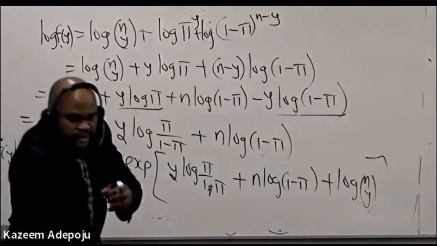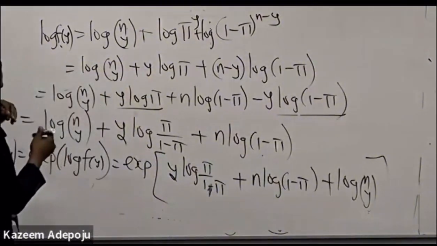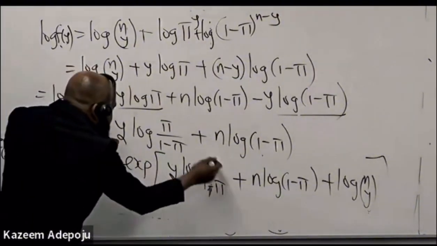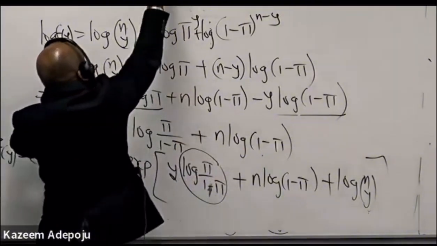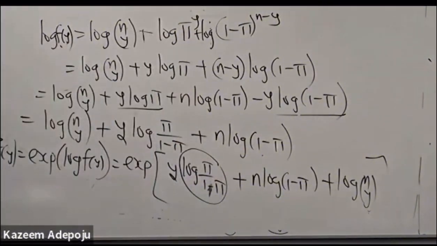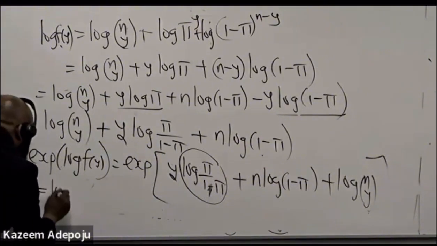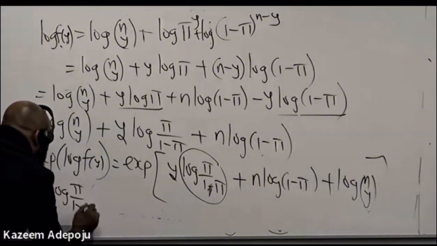We want to compare with that now. Okay. So to compare that, it means this is the same thing as theta. That is a link function. So it means theta equals log of pi over 1 minus pi.